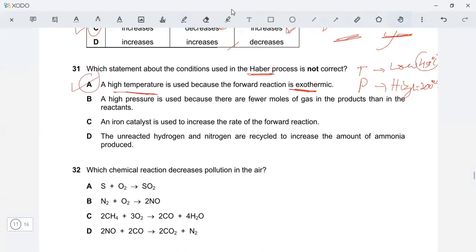And the rest of the options are wrong, obviously, because these are correct statements. We use an iron catalyst in this manufacture of ammonia. Unreacted hydrogen and nitrogen will be recycled to produce more ammonia. This is a correct statement. High pressure is used. This is a correct statement. The incorrect statement is A.